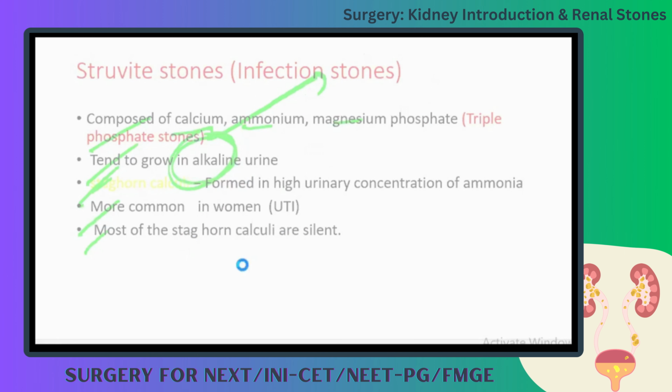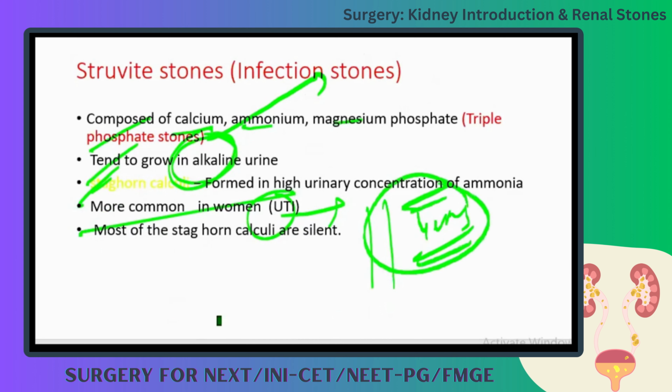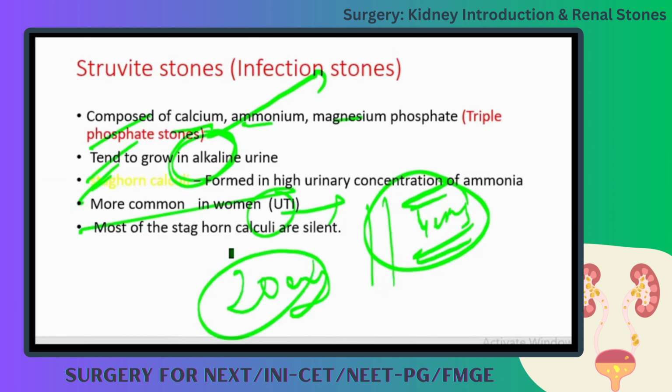Why in women? It is the short urethra. Yeah, very good. Urethra is short. What is the length of the urethra? 4 centimeters. Yeah, very good. So the length of the female urethra is 4 centimeters, whereas in males it is 20 centimeters.